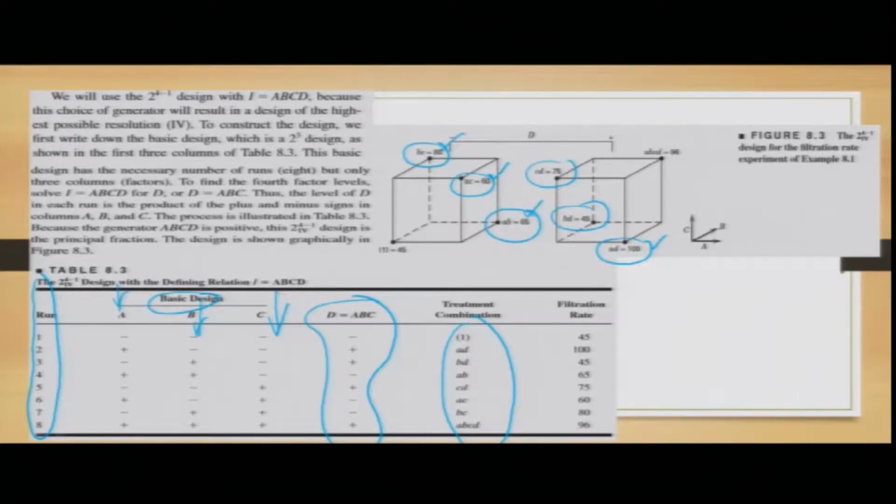If you go to the run number 6, this is plus for A and plus for C. So, it will be a combination of AC and so on and so forth, and the filtration rates, as you note down, are given in the last most column, which is just a replica of what we have done from the initial table.